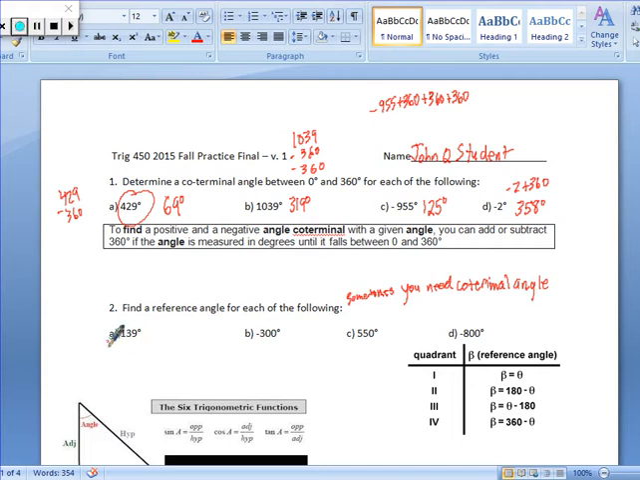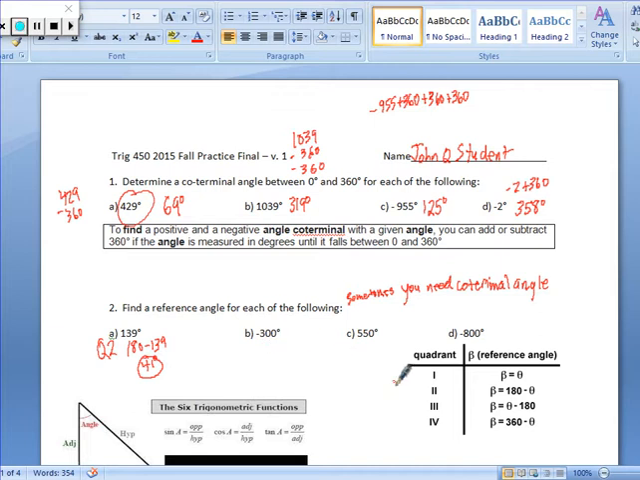139, this is in quadrant 2. Quadrant 2 says that you have to take 180 and subtract from the angle. So this is going to be 180 minus 139. So the reference angle here is going to be 41 degrees.